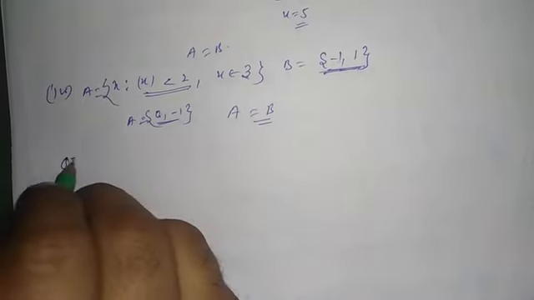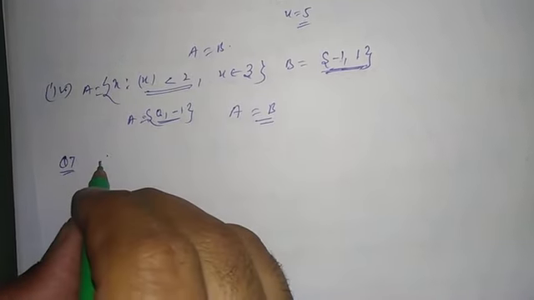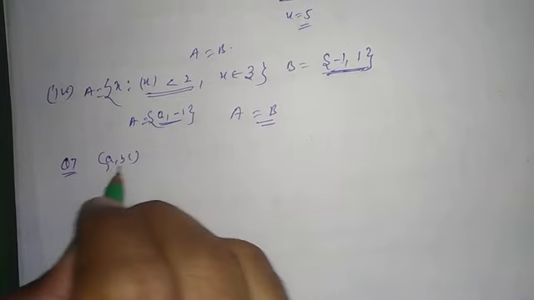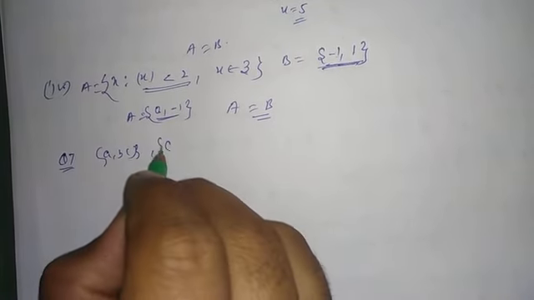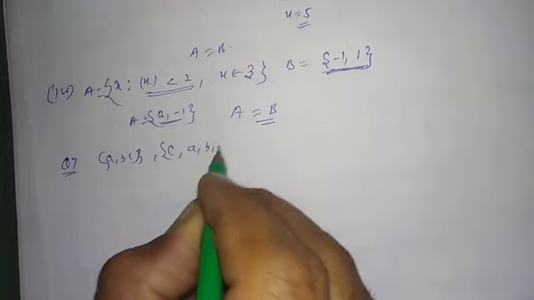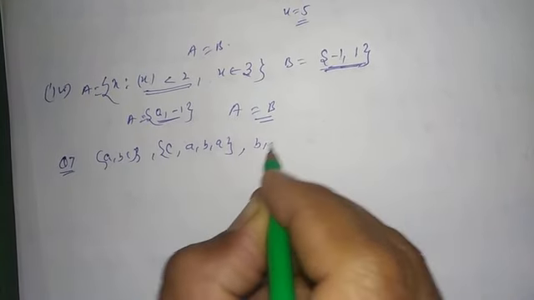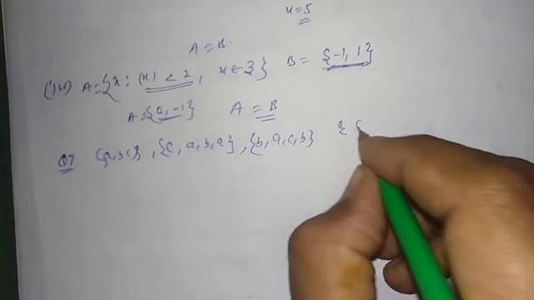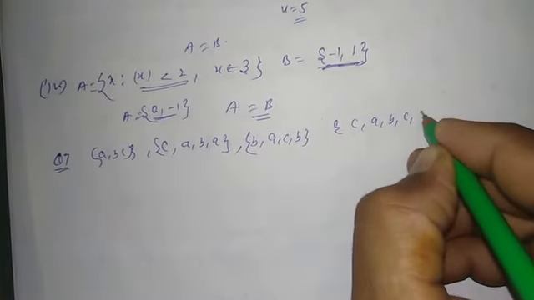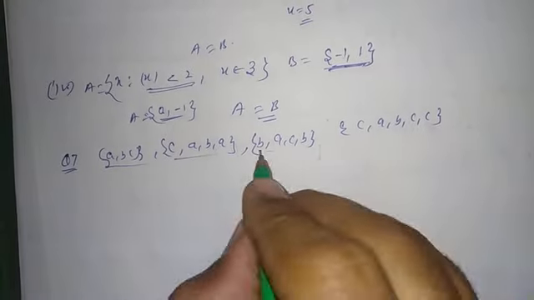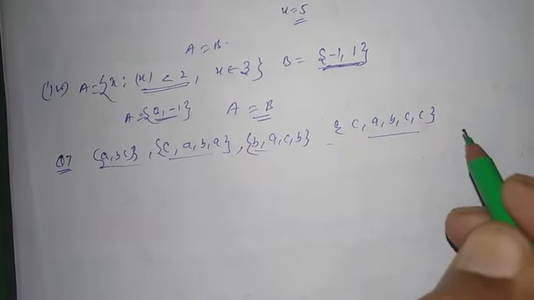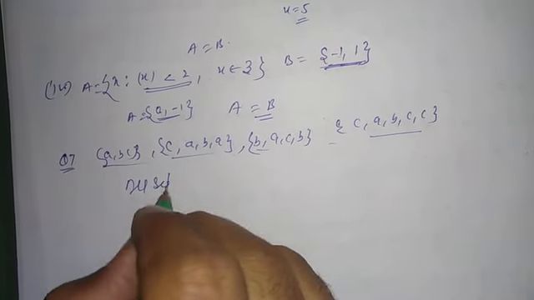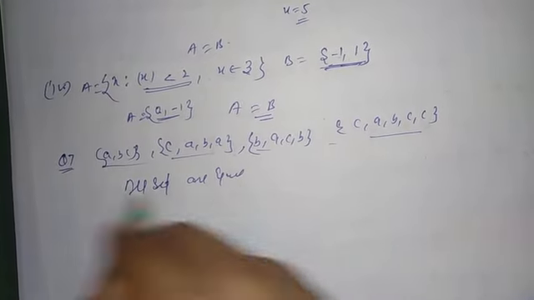Now we see seventh question. Which of the following sets are equal? A, B, C, C, A, B, A, B, A, C, B, C, A, B, C, C. All these are representing the same set. So all sets are equal.